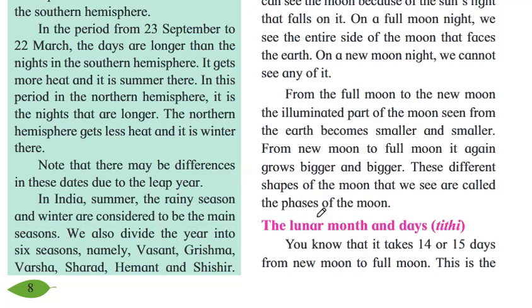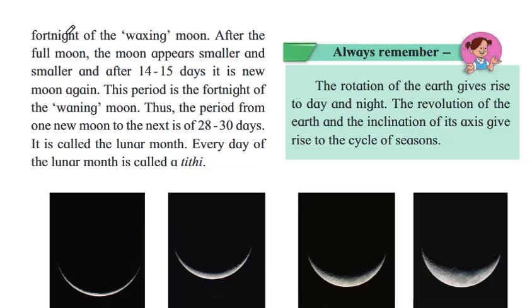The lunar month and days, Tithi. You know that it takes 14 or 15 days from new moon to full moon. This is the fortnight of the waxing moon.